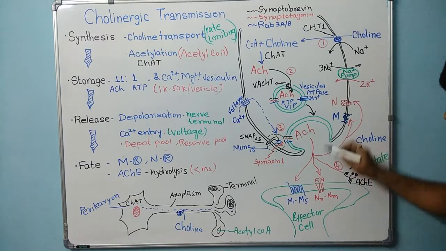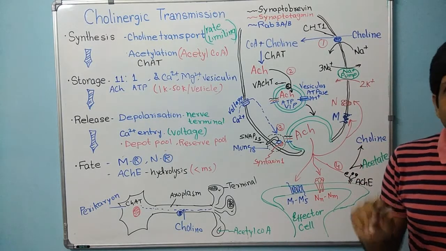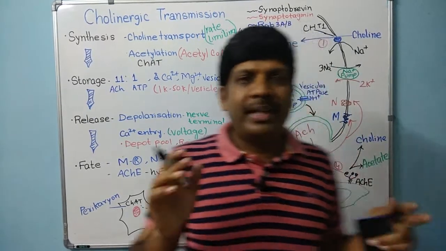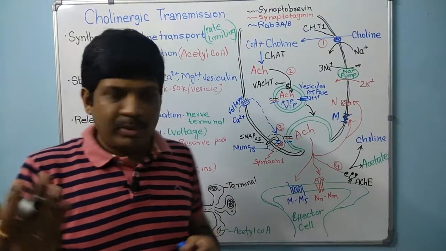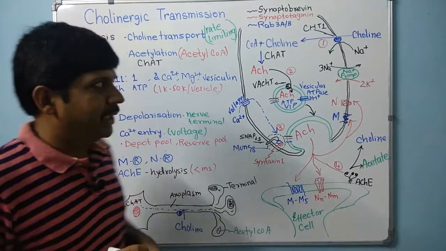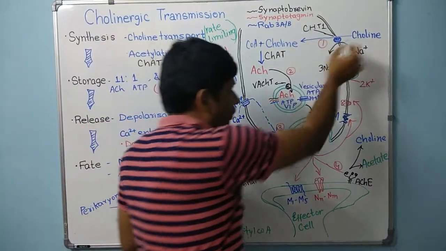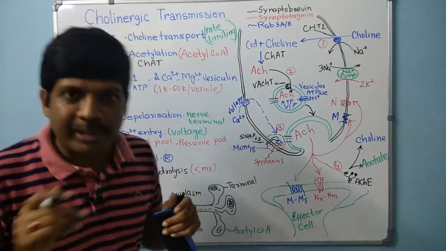Now this way the fate of acetylcholine happens. Now there are many steps, many parts where different drugs are used to increase the concentration of acetylcholine at the synapse or to inhibit it. What are those? We will see that. The first is this one. The transport of choline inside can be inhibited by the drug hemicholinium.